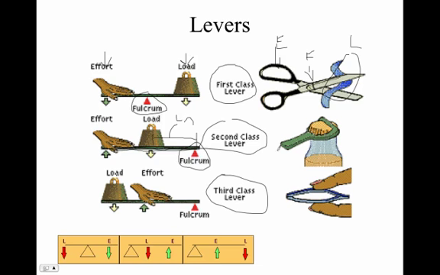A can opener or a bottle opener, as used here, might be an example of a class 2 lever. Here is the fulcrum where it teeters. Here is where the load is, and our hands go here. And so E, L for load, F for fulcrum.